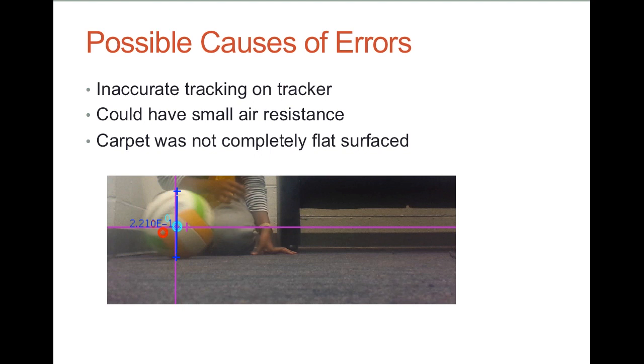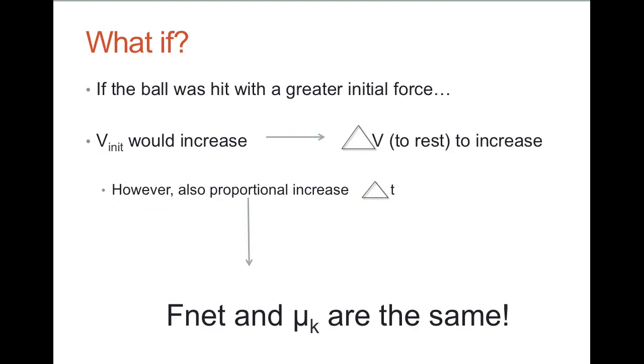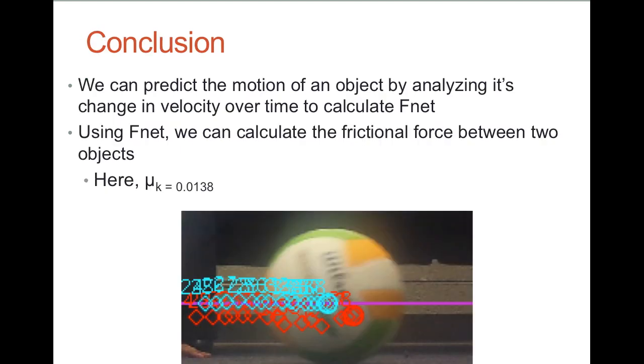What if? If the ball were hit with a greater initial force, the initial velocity of the ball would increase, causing an increase in the system's overall change in velocity as well. However, this increase in the system's change in velocity will also cause an increase in the length of time until the object comes to rest. Therefore, the initial force applied to the ball does not affect the magnitude or the direction of the frictional force acting on the ball while it is in motion. And we could still repeat this experiment to calculate the coefficient of friction of the carpet regardless of what our initial force applied is.